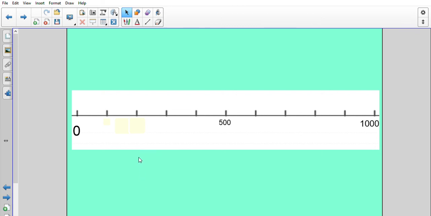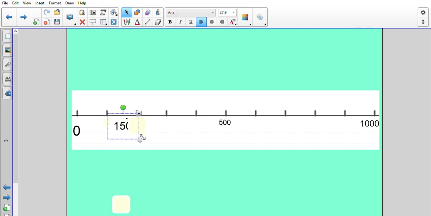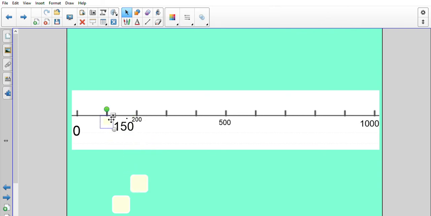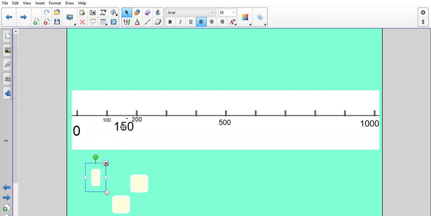Okay, so we know that 100 is here, and we know that 200 is here, and 150 should be halfway between 100 and 200, okay? So it's right here, halfway between. So well done for spotting that. 100's here, 200's here, 150 is right in the middle.